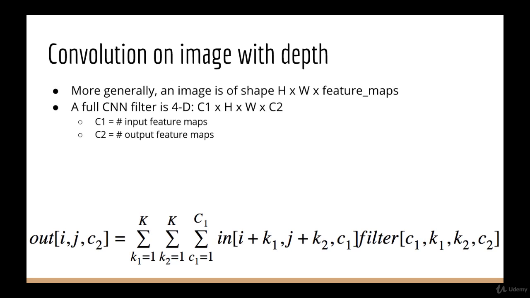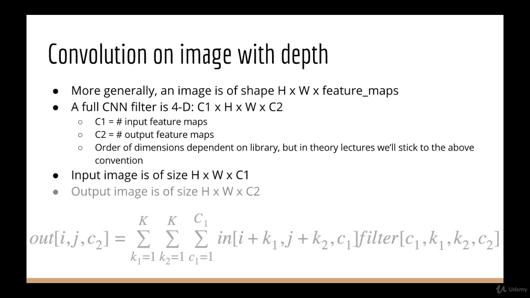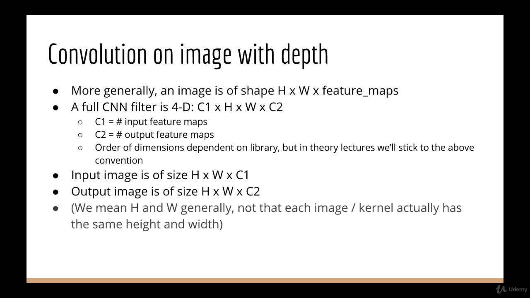Again, what order these dimensions are in depends on what library you're using, but at least in these theory lectures, I'm going to use the convention that C1 represents the input feature maps, so it goes in the front, and C2 represents the output feature maps, so it goes at the end. The key part is that the input image is of size height by width by C1, and the output image is of size height by width by C2. So images in a CNN are always 3D, where the third dimension is feature maps or color.